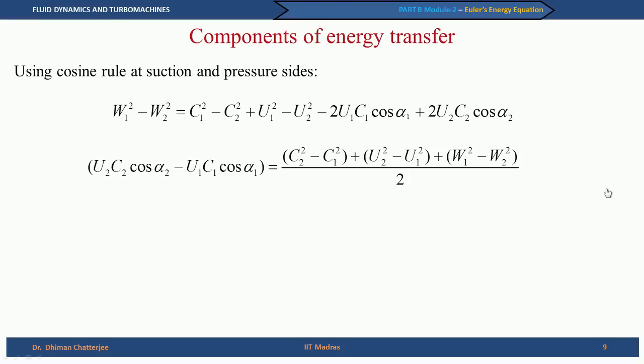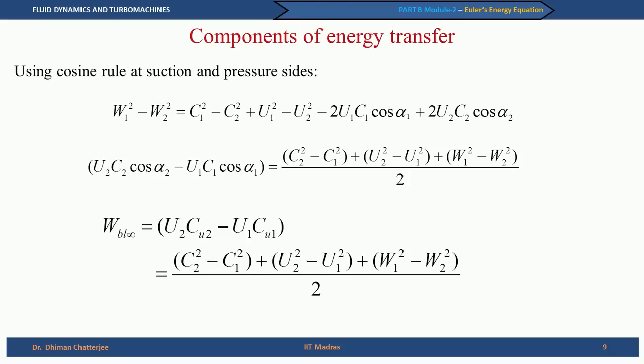So, what is my left hand expression, U2 C2 cos alpha 2 minus U1 C1 cos alpha 1? It is nothing but U2 Cu2 minus U1 Cu1, and hence we can write that W_BL infinity is equal to C2 square minus C1 square plus U2 square minus U1 square plus W1 square minus W2 square, the whole divided by 2. And we need to understand what are the contributions of these terms 1, 2 and 3. But before we go into that, I would like to extend this discussion on energy transfer further.